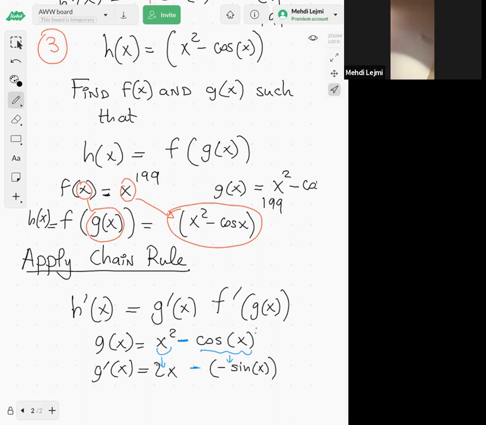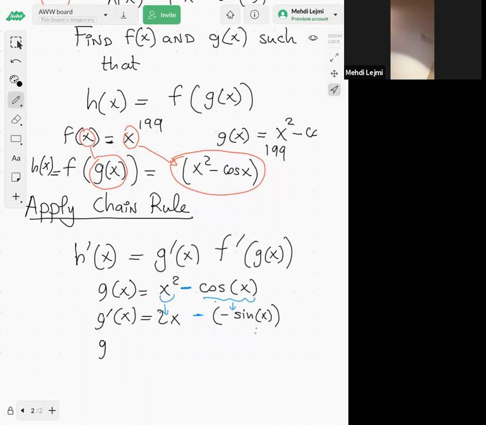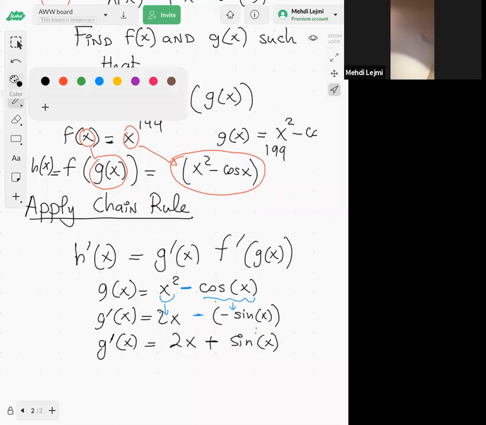So then your g prime of x is actually 2x minus minus, that would be a plus sine of x. Okay. So I got my g prime of x. Now what about f prime of g of x?